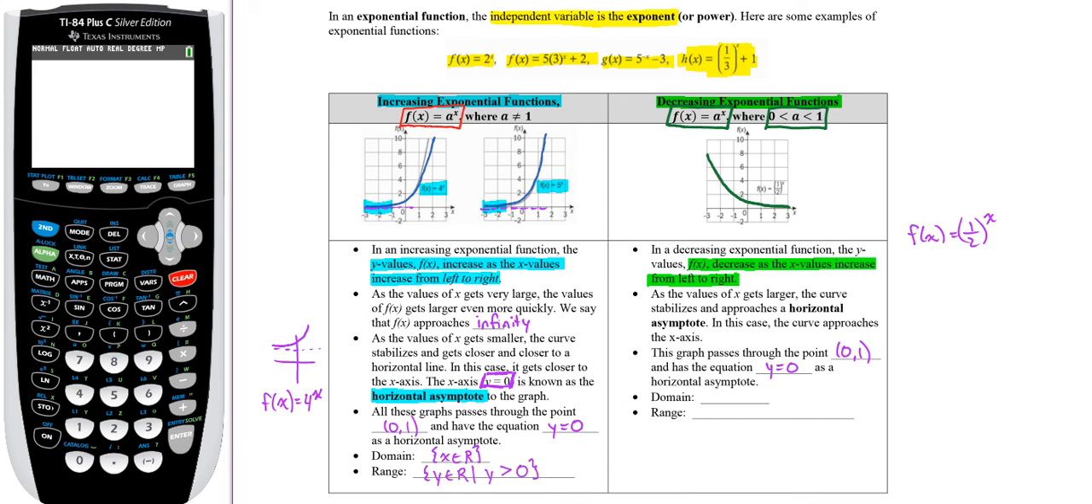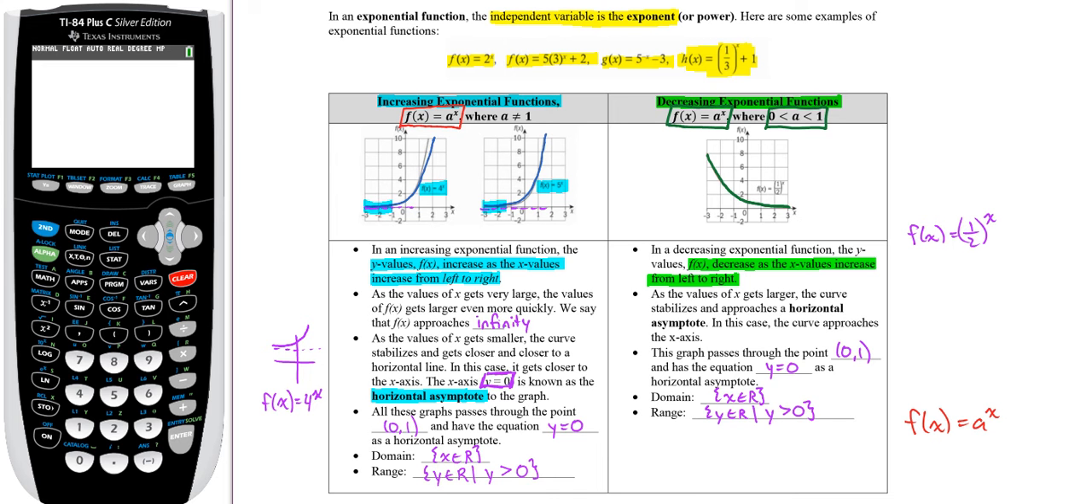Our domain and range manifest in the same way as increasing exponential functions. So our domain is all real numbers for the x's, and our range is real numbers greater than 0, because y can never equal 0 and it will never go below 0. So these are the parent functions for exponentials, again, when the format of the function is f(x) = a^x.